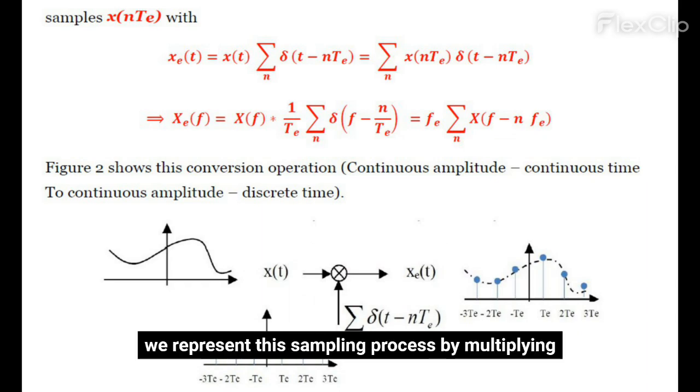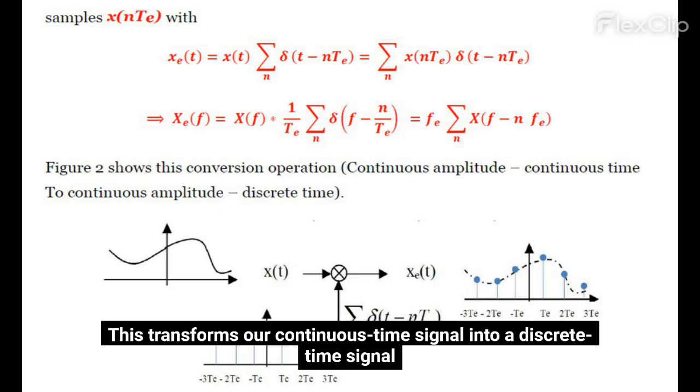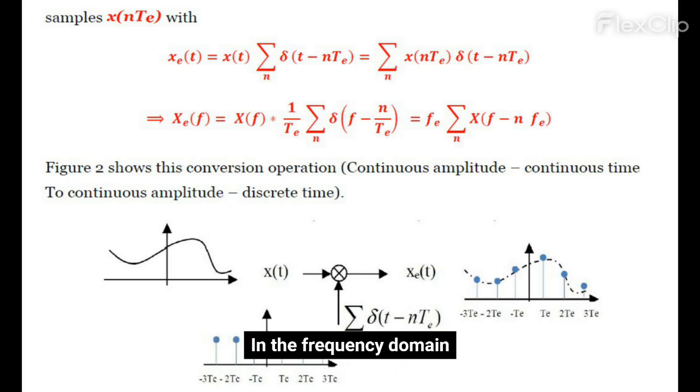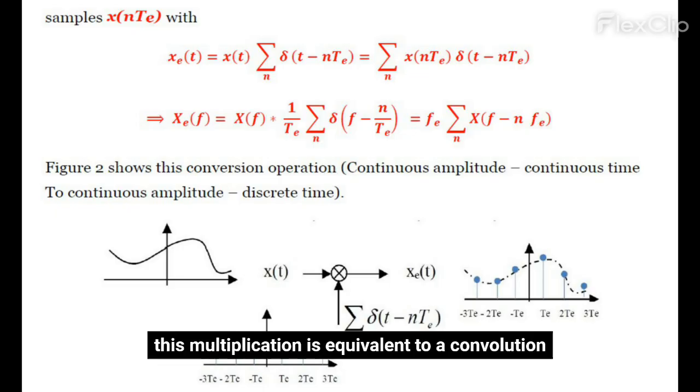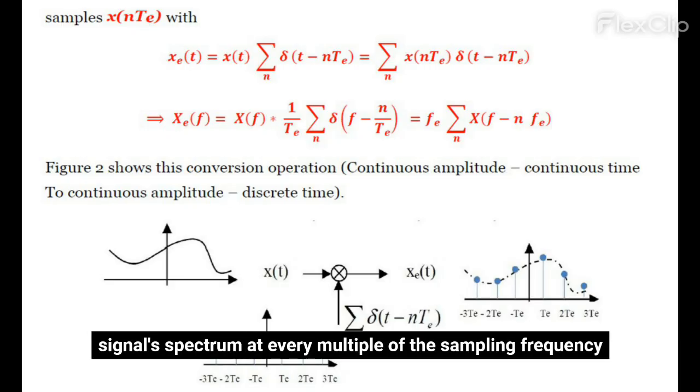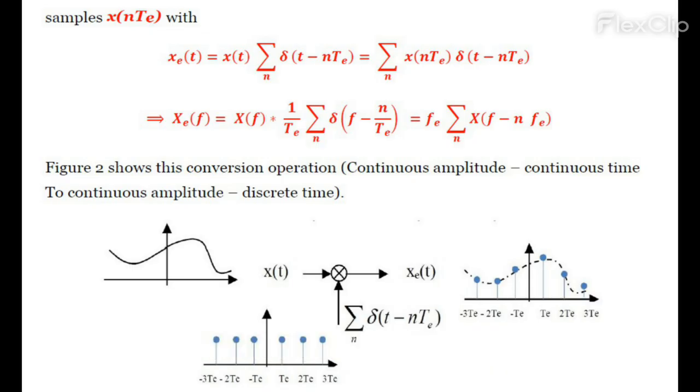Mathematically, we represent this sampling process by multiplying our continuous signal x(t) with a Dirac comb, a sequence of impulses separated by a sampling period, T. This transforms our continuous time signal into a discrete time signal. In the frequency domain, this multiplication is equivalent to a convolution, which effectively creates copies of the original signal spectrum at every multiple of the sampling frequency, Fs.